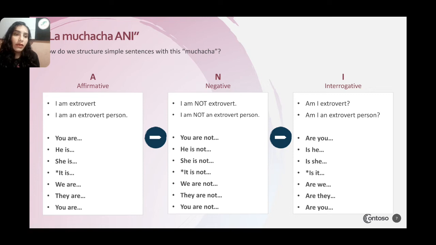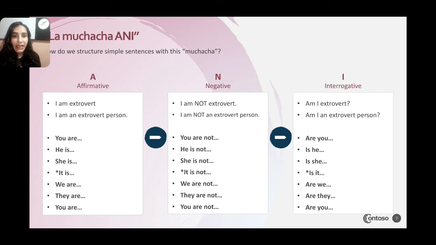And in the interrogative, we have to invert. First we say the verb and then the personal pronoun. Are you? Is he? Is she? Is it? Are we? Are they? Are you? Okay, we also have contractions, so that's for a listening ability.